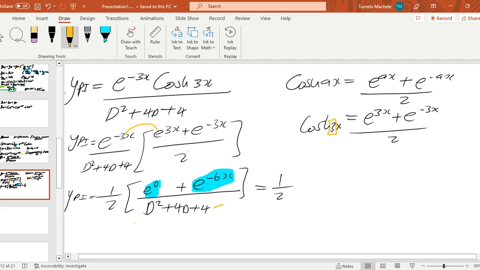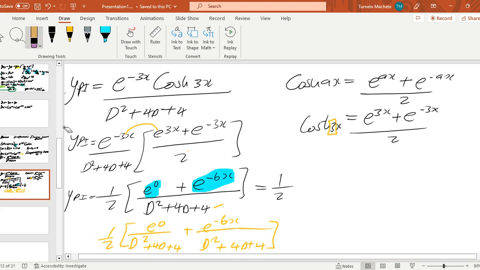Let's say if they were not using the same theorem, you're going to say e to the power 0 divided by d squared plus 4d plus 4, plus e to the power minus 6x over d squared plus 4d plus 4. If they were not using the same theorem, you're going to do this. But now since they are using the same theorem, you can just put them in one place. So you've got e to the power 0. I know that e to the power 0 is 1, a constant.